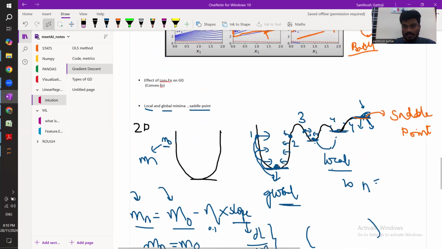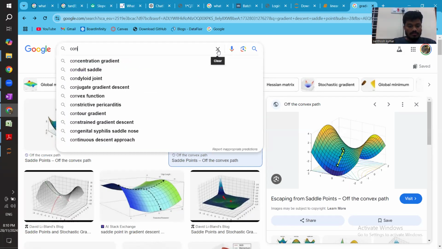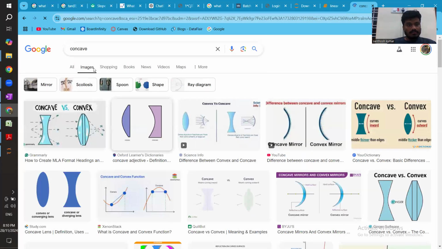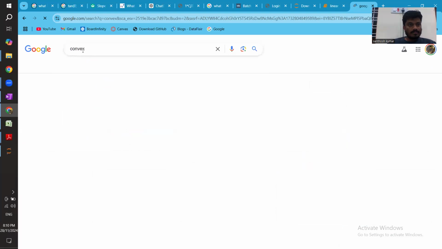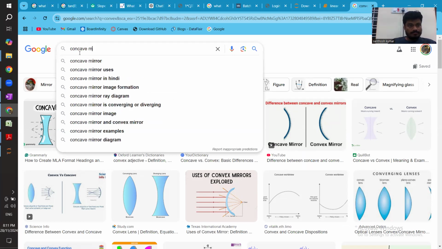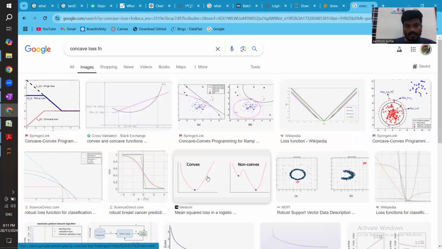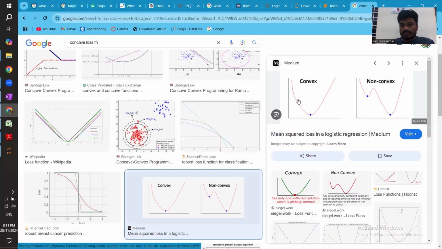if you're having a loss function like this, it is called convex. Usually it's called convex. If it is convex, that means you are having only one minima. This is non-convex, where you are having multiple minima.